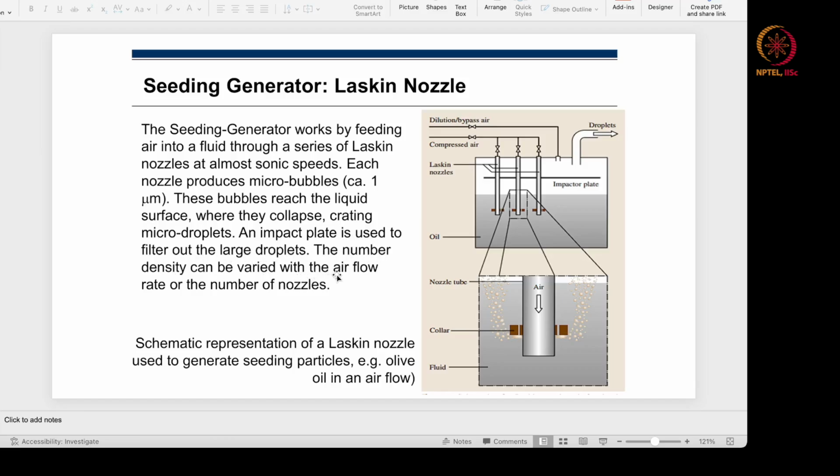The number density can be matched, and these micro droplets are then fed into the main flow. These are usually olive oil in an airflow, which is very routinely used. Even in the research work that we do, we use olive oil a lot. So the Laskin nozzle is a very commonly used technique for generating these micro droplets, which are used for seeding the flow field.